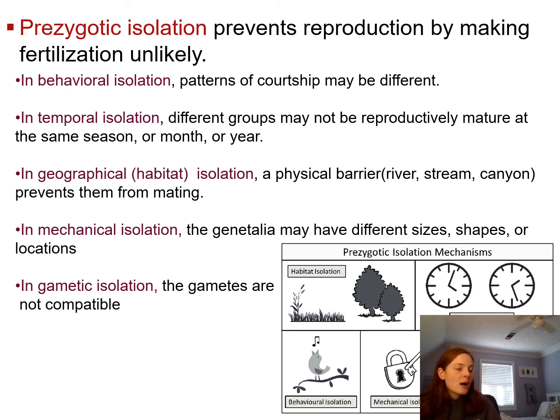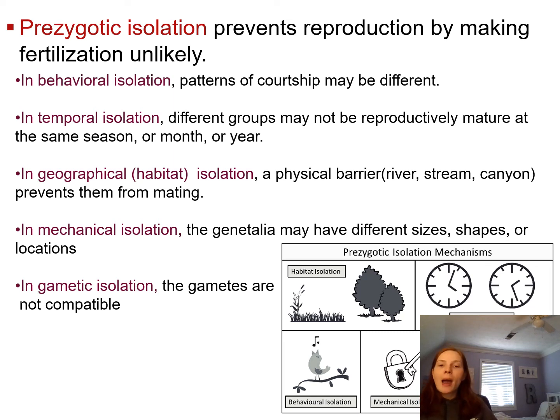Okay. Prezygotic isolation is really cool to me. So pre means before, and prezygotic isolation basically prevents reproduction for some reason or another. So there's 5 types we're going to talk about. So 5 types of prezygotic isolation mechanisms, and each of these will prevent reproduction from actually occurring. So the first type is behavioral. With behavioral isolation, something with their behavior causes them not to mate with each other.